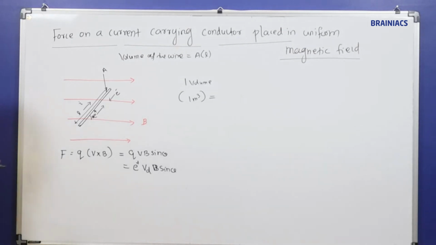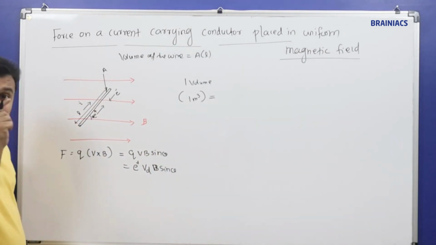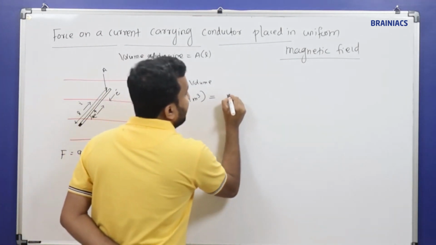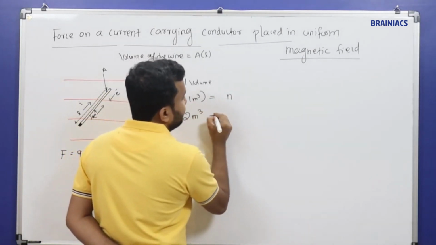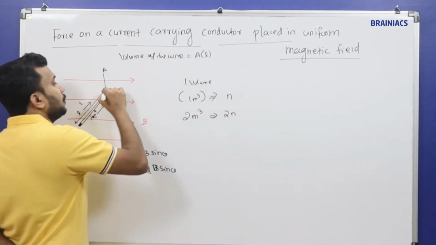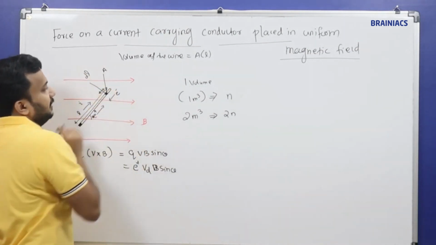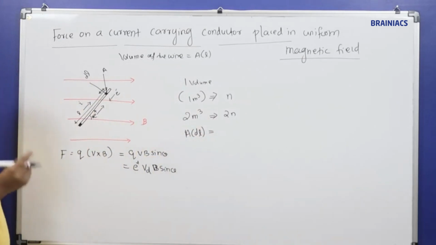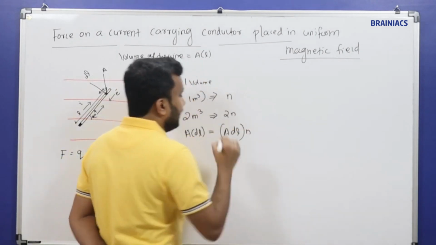So let me assume e plus is one charge which can be somewhere here. One meter cube is this area, and this 1 meter cube contains n number of charged particles. So how many charged particles will 2 meter cube contain? 2n. Now if you take a small cross sectional piece whose length is dl, its volume is A into dl. L is the full length. If you take a small piece, A into dl contains A into dl times n number of charged particles.